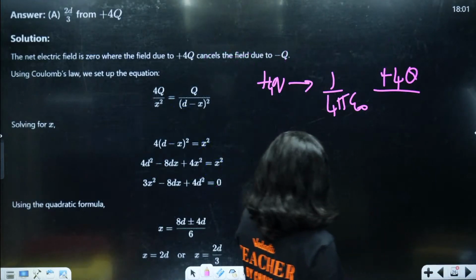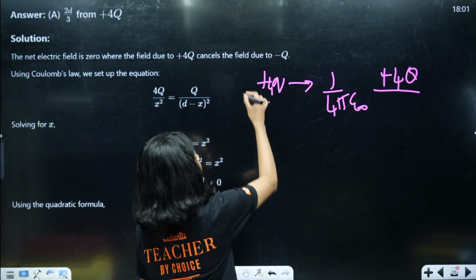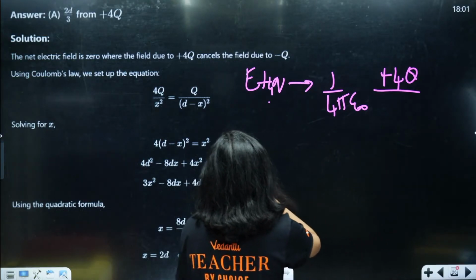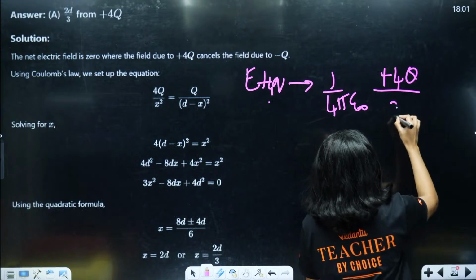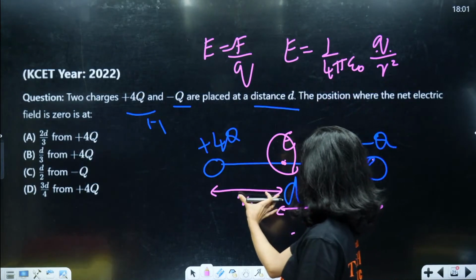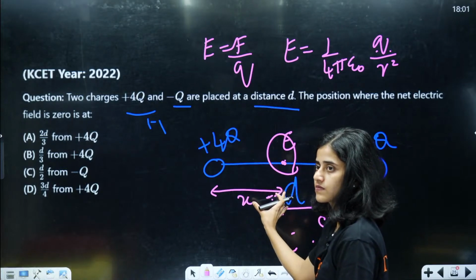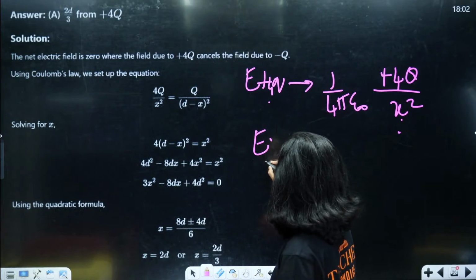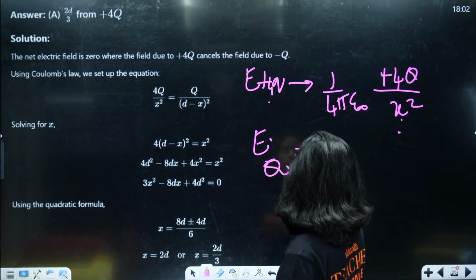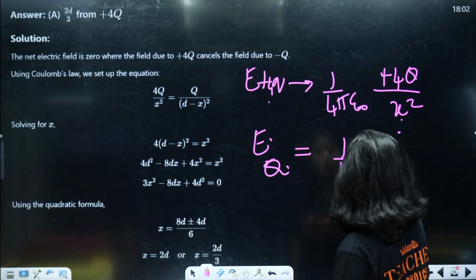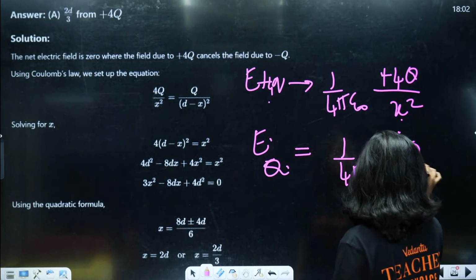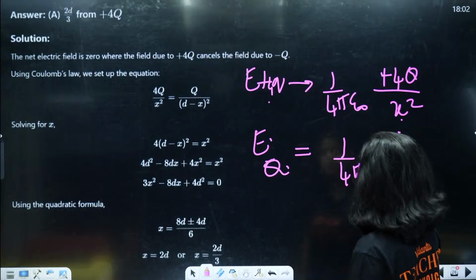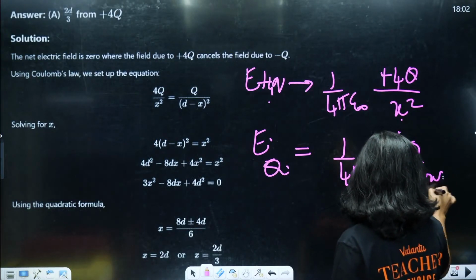Let's move on. Because of the plus 4Q, the electric field is 1 by 4 pi epsilon naught, plus 4Q by, what was the distance? It was x, right? So this is x square. Next, E for Q will be 1 by 4 pi epsilon naught Q by, here the distance between these two is d minus x. So it would be d minus x square.